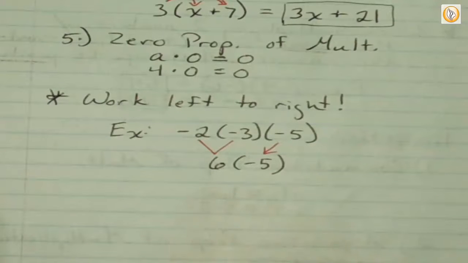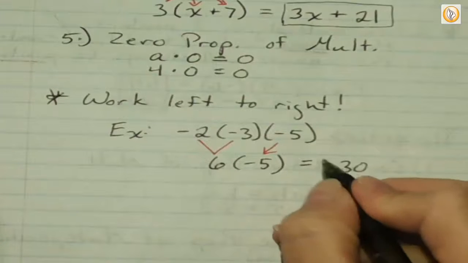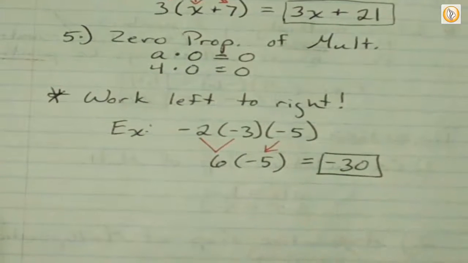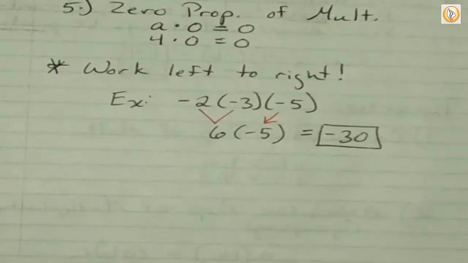Michael, what is 6 times -5? -30. Very good. Any questions? No. Let's do another one.